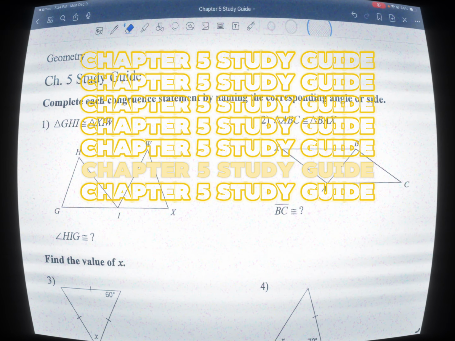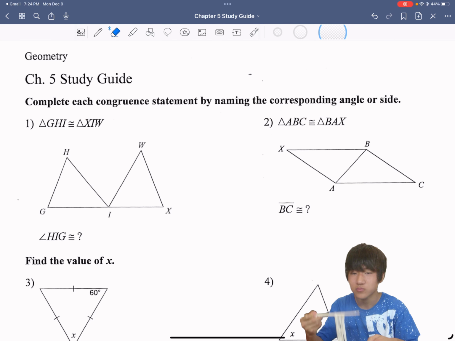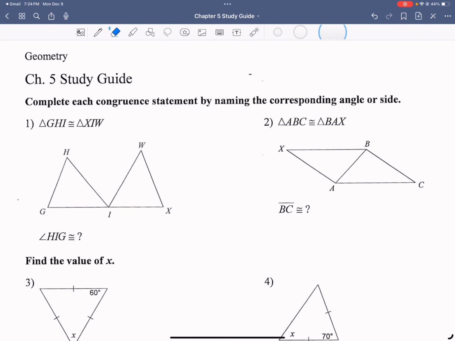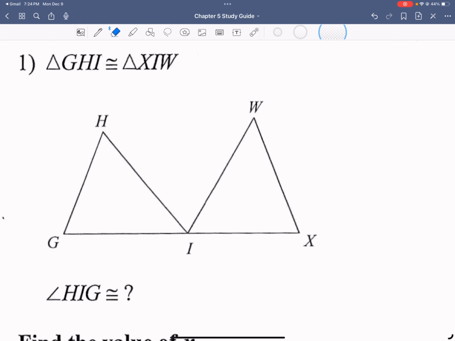Okay, let's get started. We have our Chapter 5 study guide. The first pair of questions are, complete each congruent statement by naming the corresponding angle or side. Okay, we have triangle GHI.